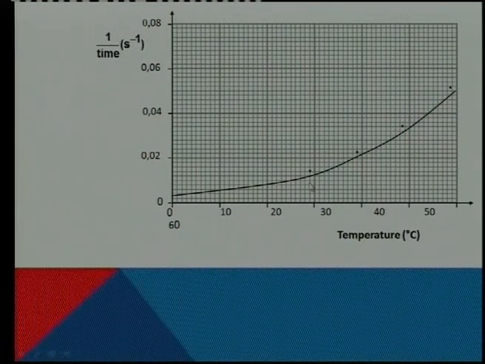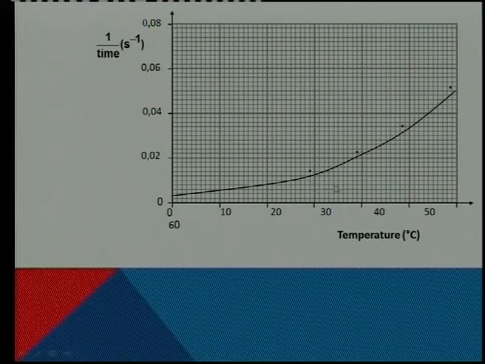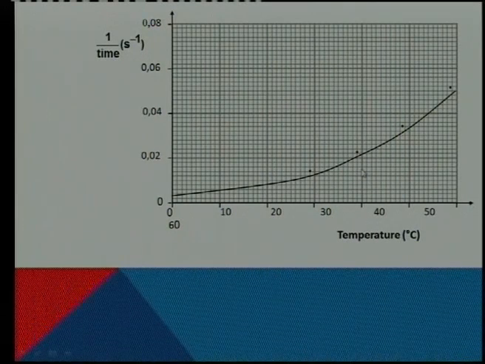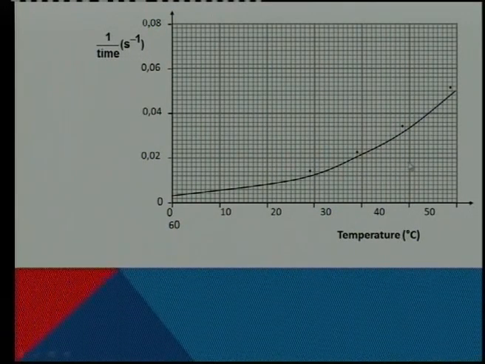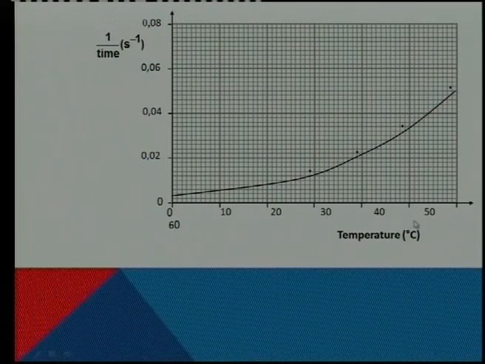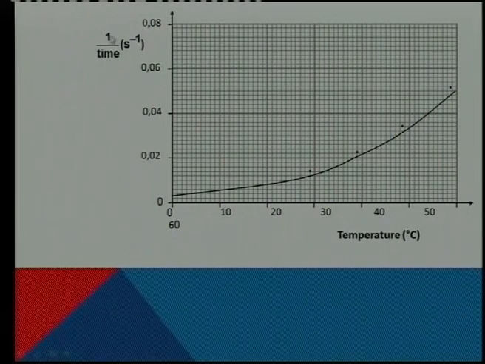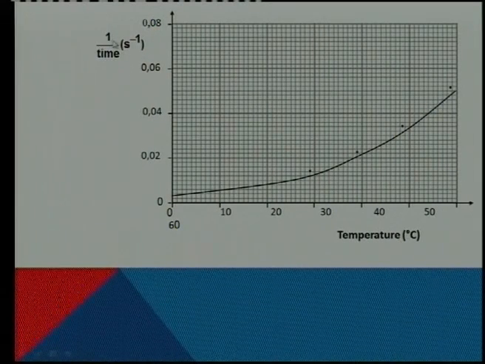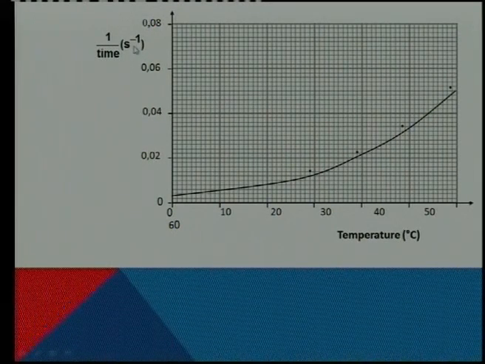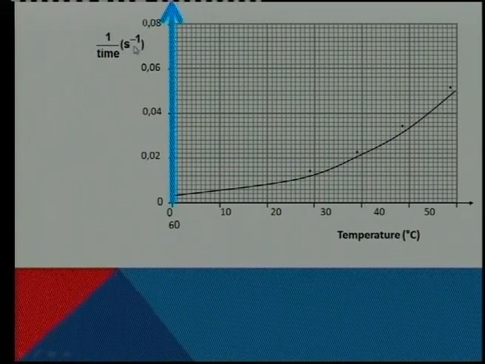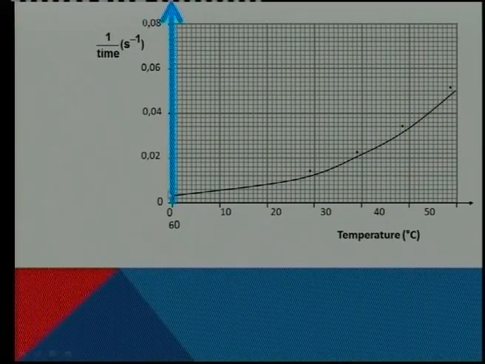20, yes, 28, and then I change it to over 30, almost 34, 35. There you can see I change the temperature. That's the independent variable. But what does this mean? 1 over time, what is that called again? And it's measured in per second, 1 over a second. What does that part of my graph represent?